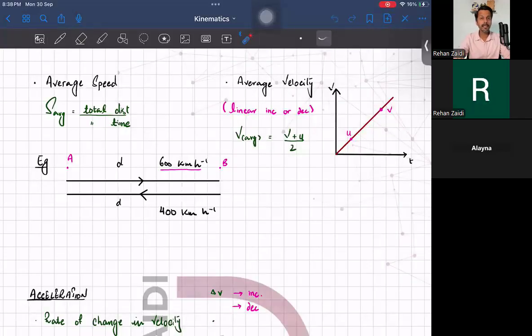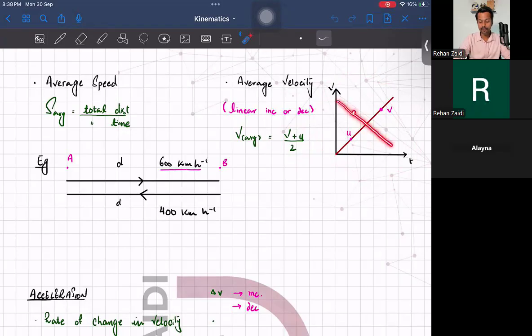So if the velocity is linearly increasing or decreasing, just like in the case of the graph I have drawn here, the velocity is linearly increasing. So here if I have to take the average, I'll just take the average the way we take average of anything. Like we add two things and we divide them by the number that is two because they were two objects. Same goes if the velocity was linearly decreasing.